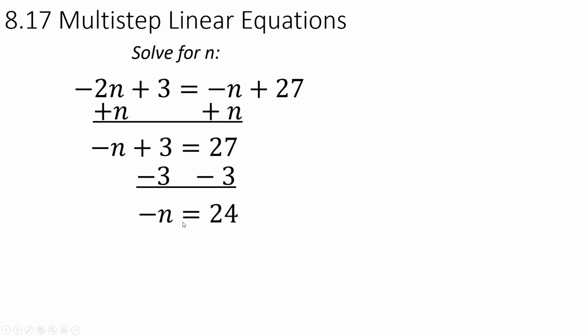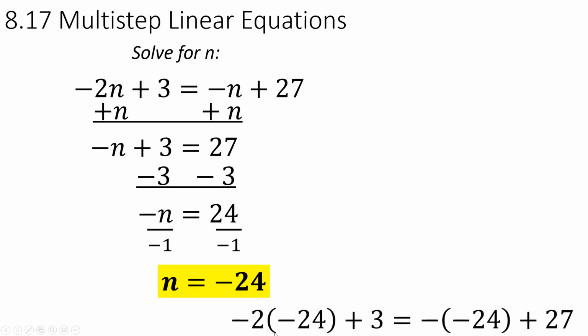Now this negative n can be thought of as negative 1n. So I'm going to divide out a negative 1. And that means n is negative 24. Now you could use Desmos and plug this side in and then plug this side in to make sure that it does work. And it does.